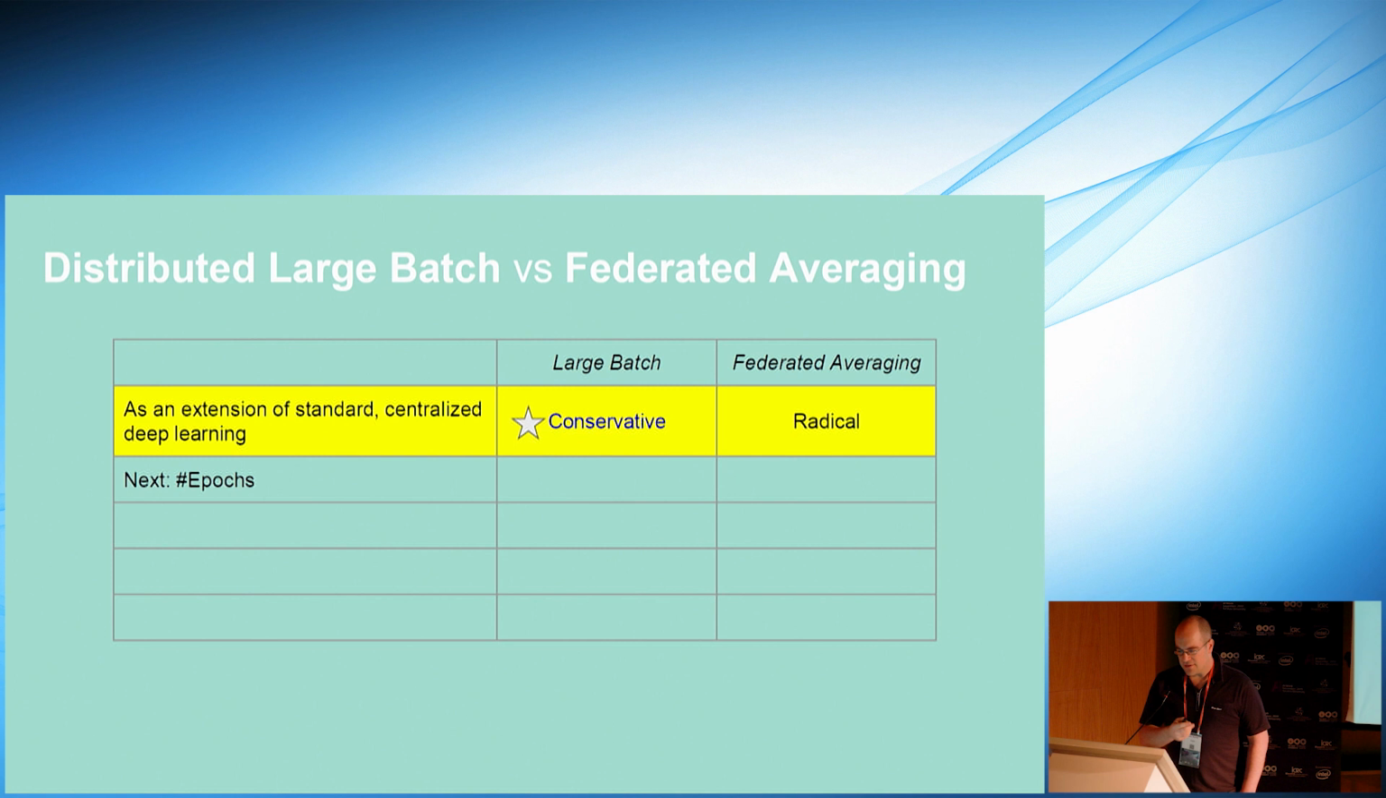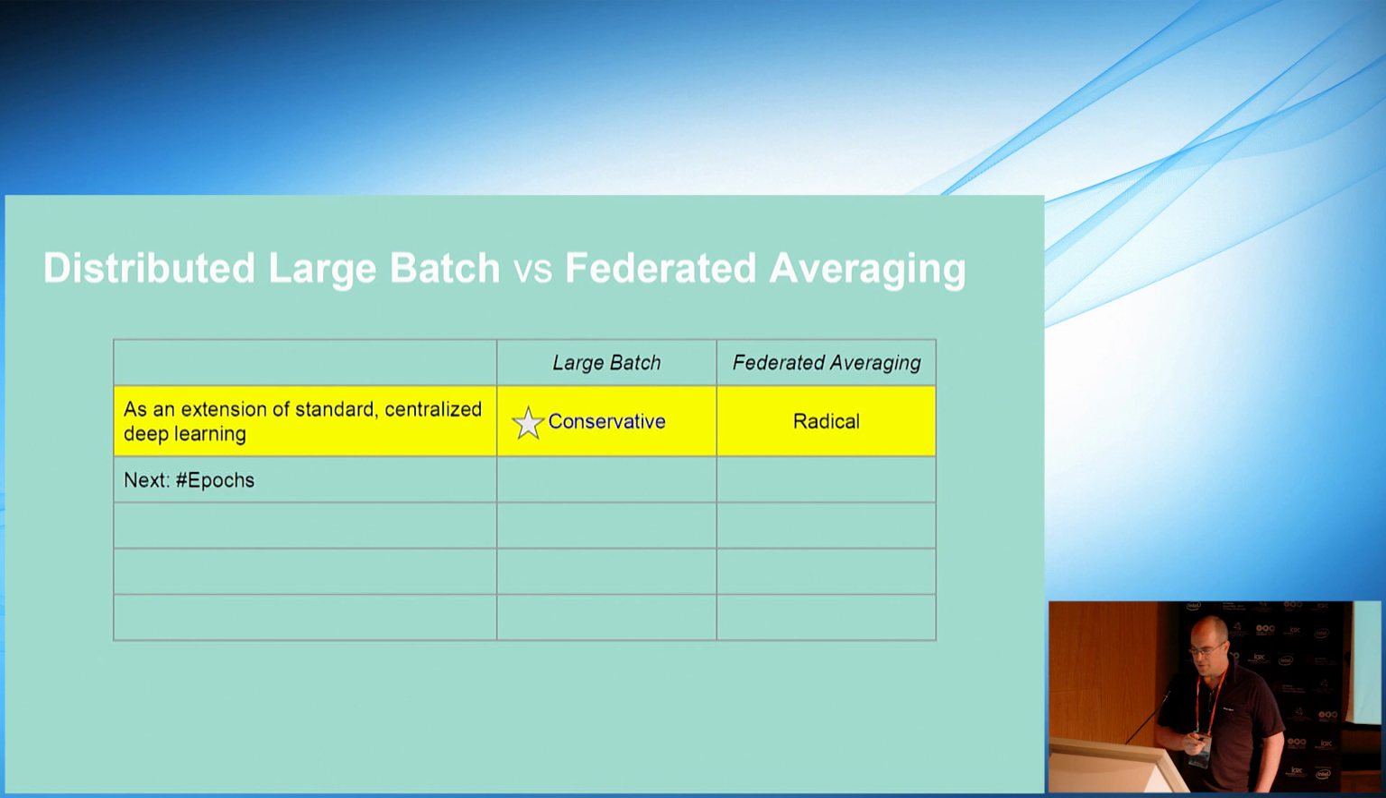So presented as such, large batch is more conservative, federated averaging is the more radical approach, and being radical here is nothing good in itself because, for example, you have to rediscover training methodologies and hyperparameters that fit certain situations. So in and of itself, I'm giving large batch a star for being better in that respect.